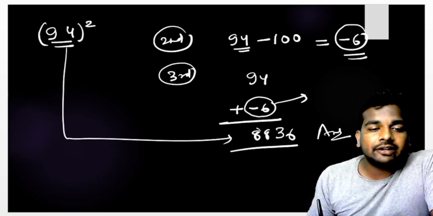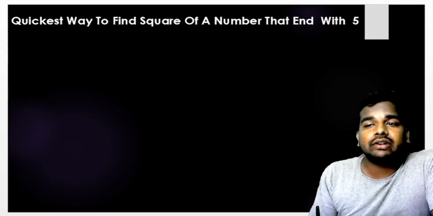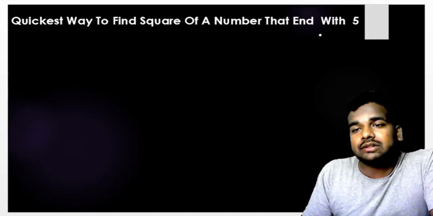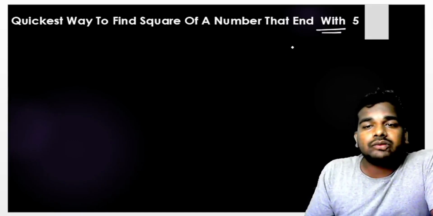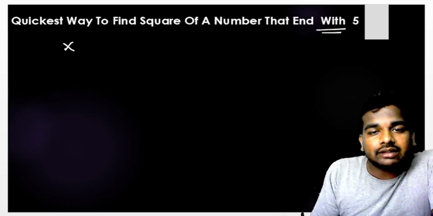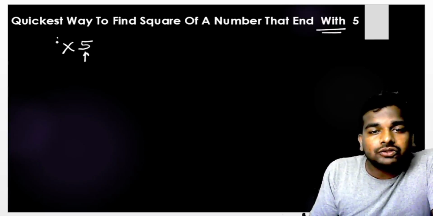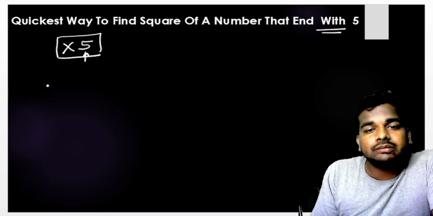Now we'll start. The topic is, what was the second topic? That is the quickest way to find the square of a number that ends with 5. So we are going to find the square of a number that ends with 5. Now it is saying that any number is there, but at the unit place it must be 5. So how are you going to find the square of this number, students?